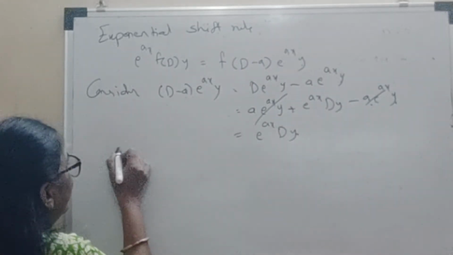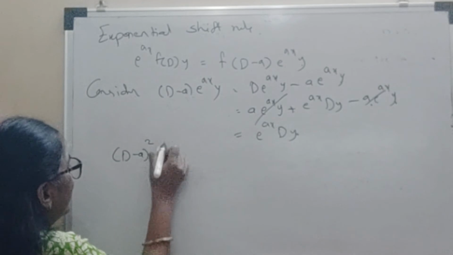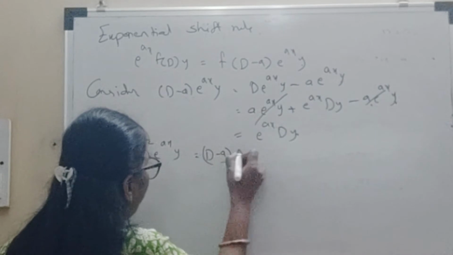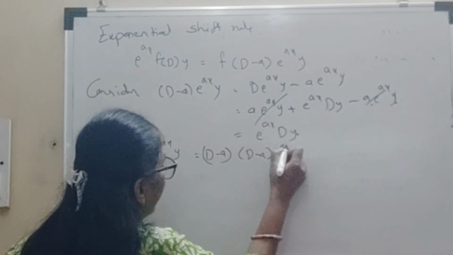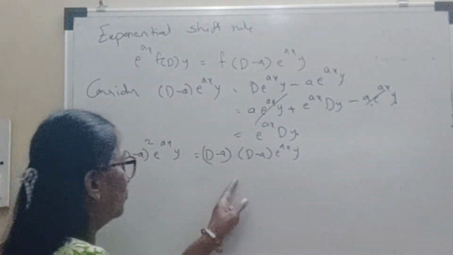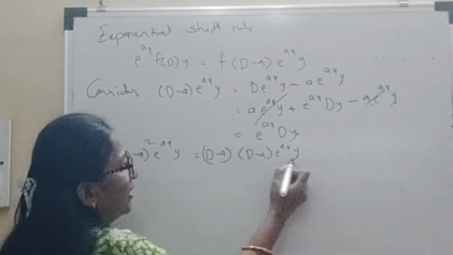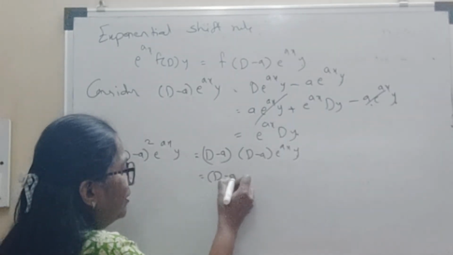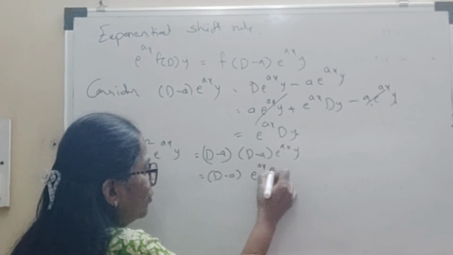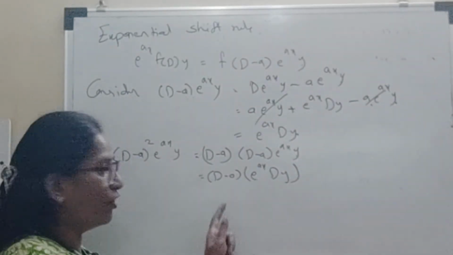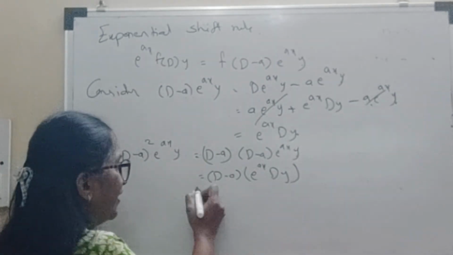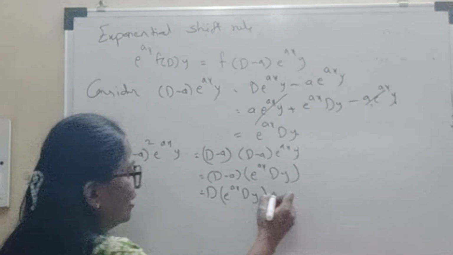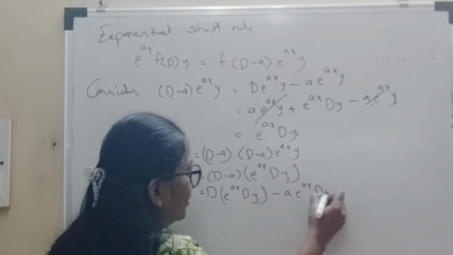Consider the effect of (D − a)² operating on e^(ax)·y. That is nothing but (D − a) operating on (D − a) operating on e^(ax)·y. Now (D − a) operating on e^(ax)·y is nothing but e^(ax)·Dy, so I will replace the term by e^(ax)·Dy. Now we operate here by using linearity. We write this as D operating on e^(ax)·Dy, put a bracket, minus a·e^(ax)·Dy.